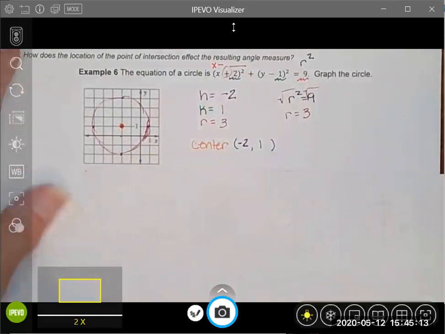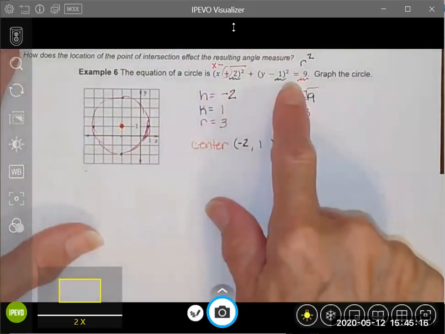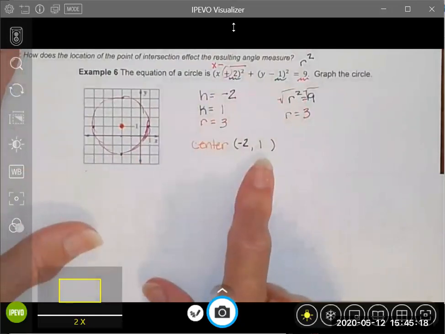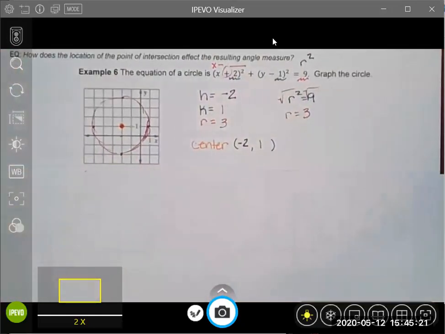And there we have an example of taking an equation of a circle, identifying the center and the radius, and then actually graphing it.